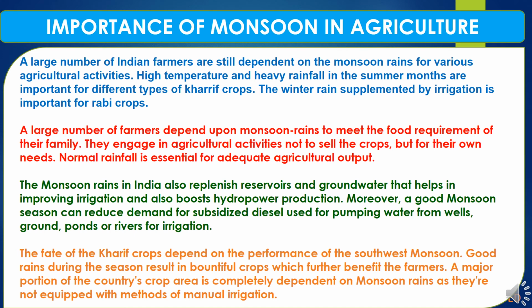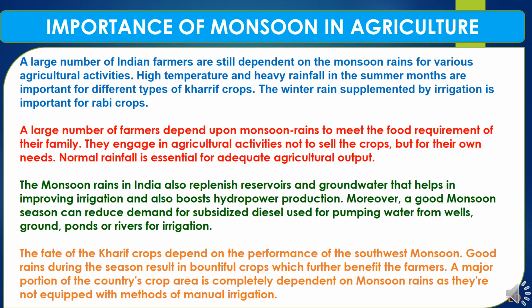Normal rainfall is essential for adequate agricultural output. The monsoon rains in India also replenish reservoirs and groundwater that helps in improving irrigation and also boost hydropower production. Moreover, a good monsoon season can reduce demand for subsidized diesel used for pumping water from wells, ground, ponds or rivers for irrigation. The fate of the kharif crops depends on the performance of the southwest monsoon.